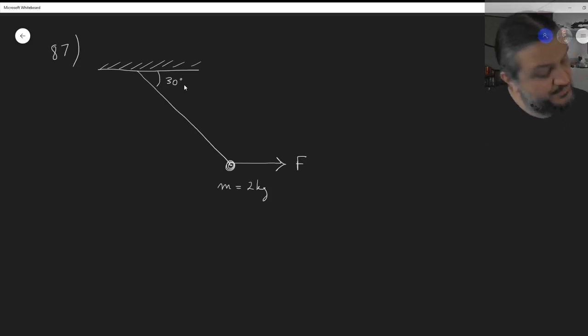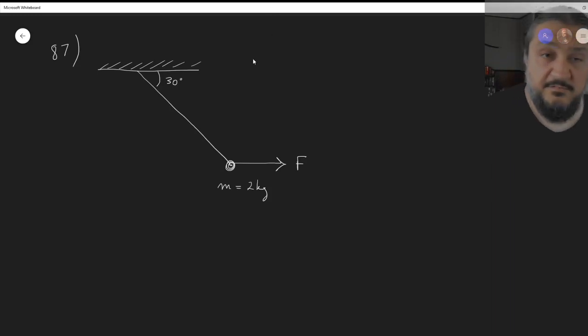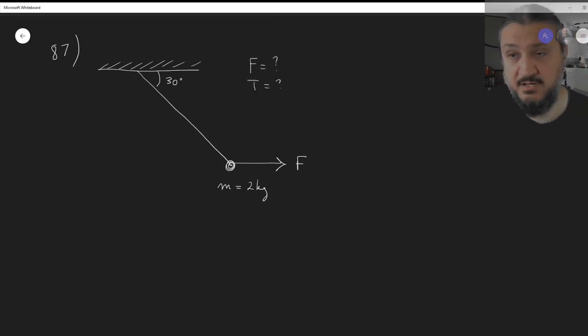Just before the ball is released and allowed to swing back and forth, how large is the force that is holding the ball in position? Okay, and what is the tension in the string? Find F and find the tension in the string.